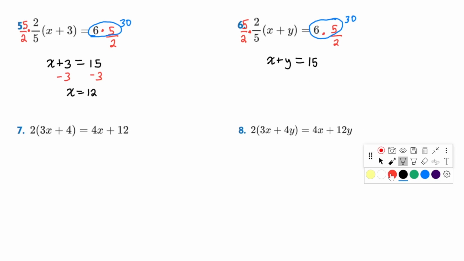We want to get x by itself, so we need to do the inverse of add, and that's subtract y, but 15 and y are not like terms. So this answer is x equals 15 minus y.